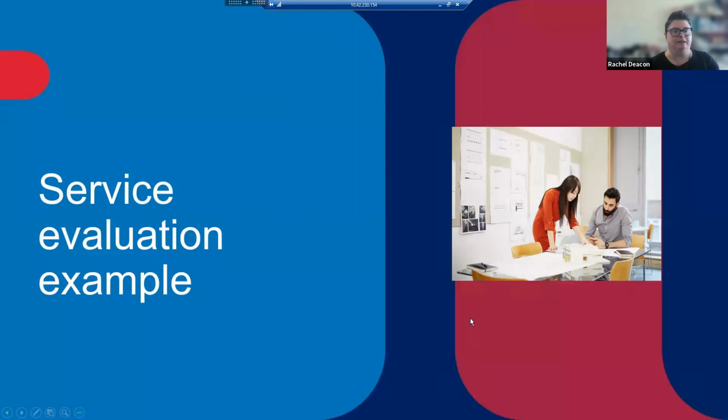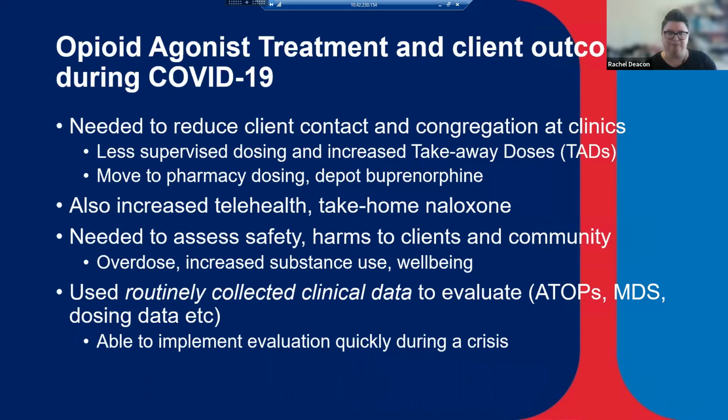I'm now going to show another example. This was a much larger whole of service evaluation using ATOP data and other data sources as well. So this is where COVID gets mentioned, of course. When COVID hit New South Wales in 2020, in March last year, there was an urgent need for opioid treatment services in CESLID and New South Wales wide to adjust how they were providing services.